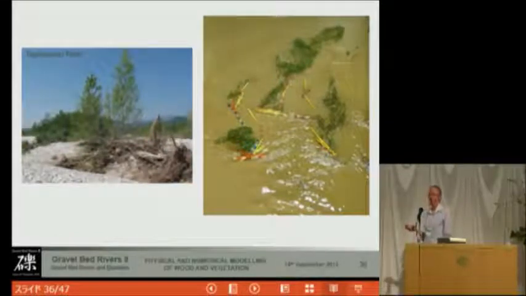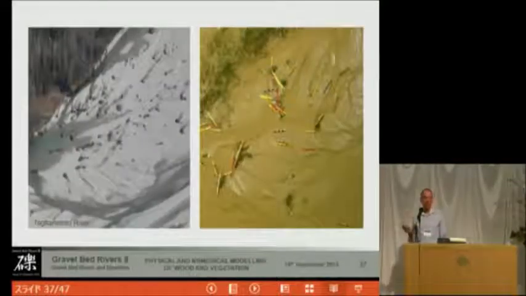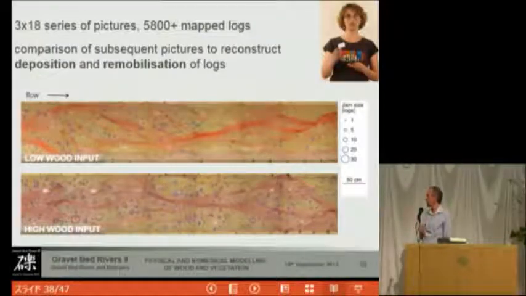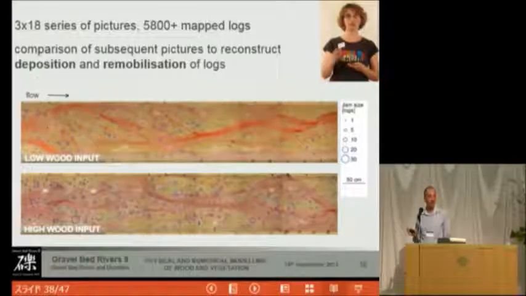Here are a few comparisons of what you can see in the field and what we observed in the flume. So qualitatively, it looks nice. This is another example. Then we performed runs without vegetation, and we saw that wood is quite spread around in a very dynamic system.